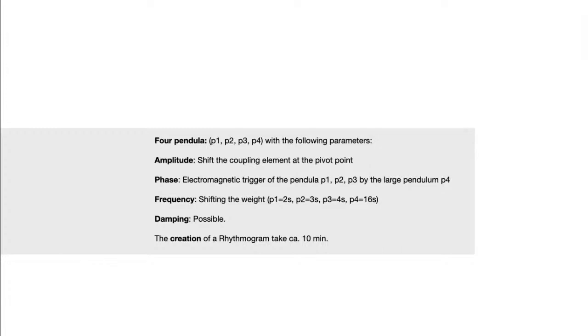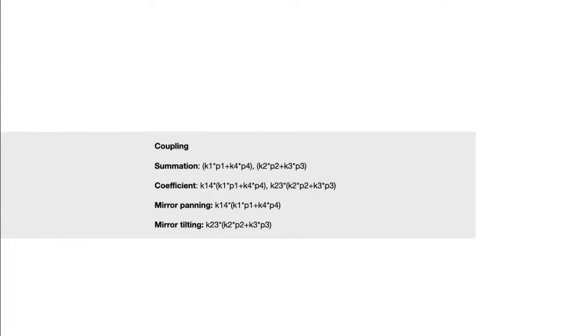In the basic configuration, it's 2 seconds, 3 seconds, 4 seconds, and 16 seconds. Damping is possible to adjust if you put in some paper or something, so the resistance to air increases. And if you start the machine, it takes about 10 minutes to come to a rest and to finish the rhythmogram.